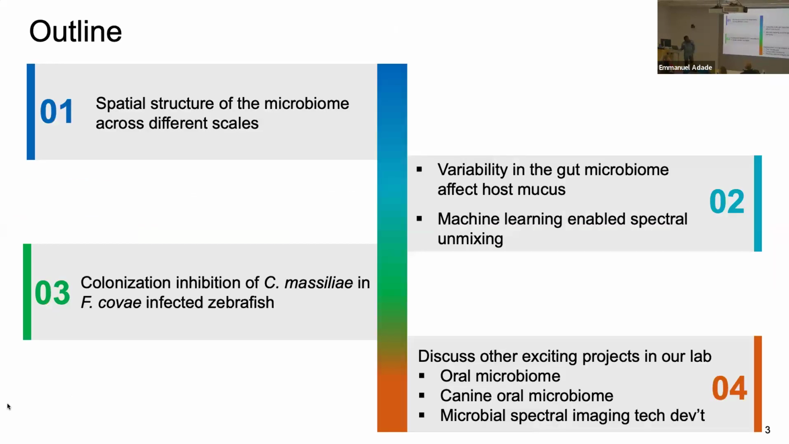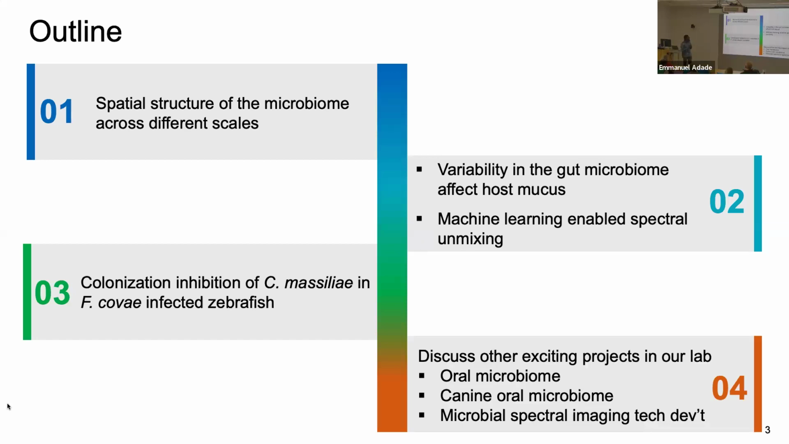What I want to accomplish today is to show you how we think about scales in microbiome studies. We think about information along a scale, from a bigger scale to a micron scale. I'll show you two pieces of evidence from my research where we see that variability in the gut microbiome really alters host phenotype, and show you an improved machine learning enabled spectral imaging approach that I developed in my PhD work for identifying microbes in the community of constituent microbes.